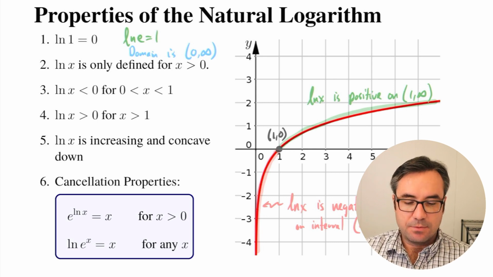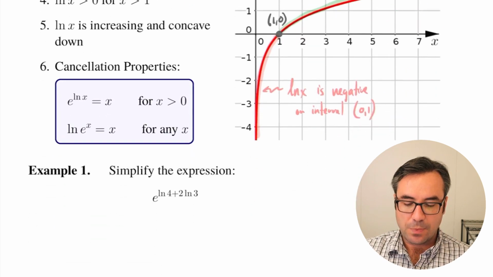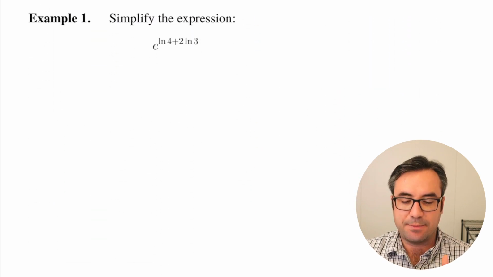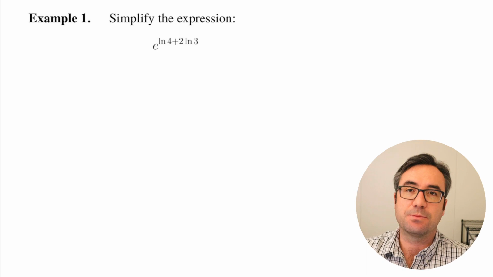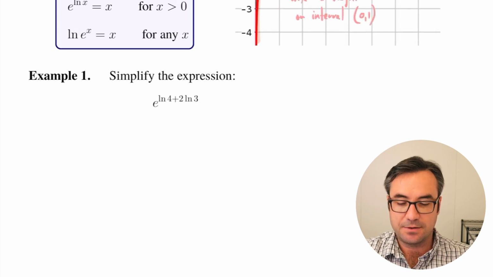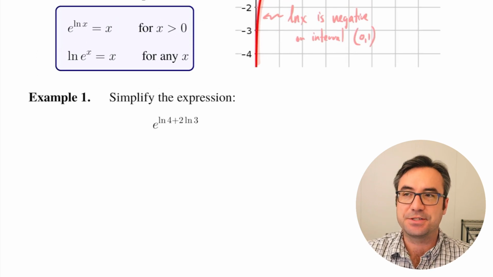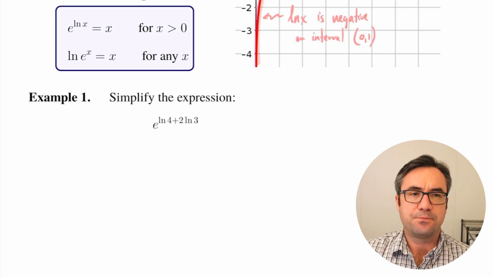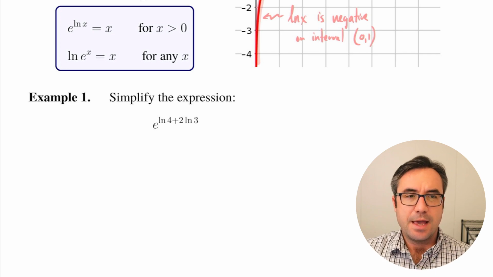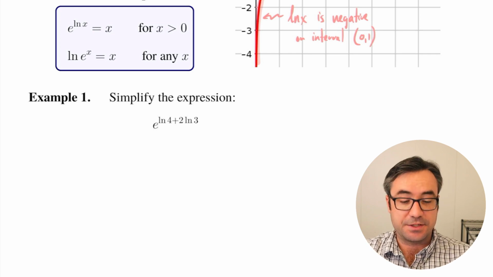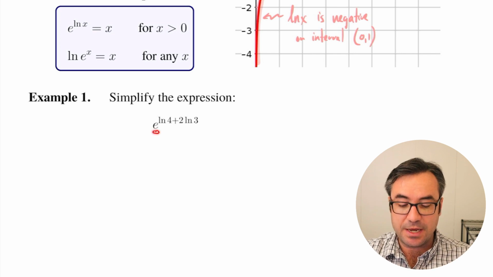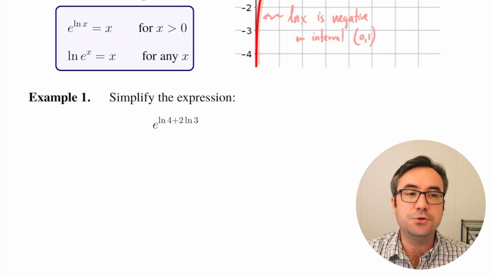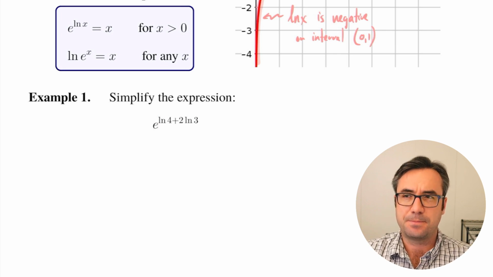All right, so we're going to keep these in mind. But let's try an example where we get to use that cancellation property. So maybe let's keep those cancellation properties in view there. All right, so we want to simplify this expression. And what's our expression? We have e, and then in the exponent we have natural log of 4 plus 2 times the natural log of 3.